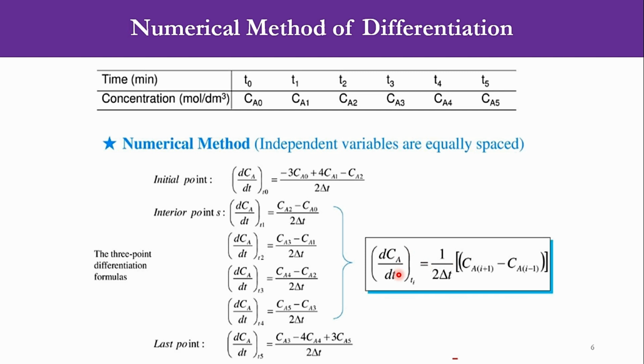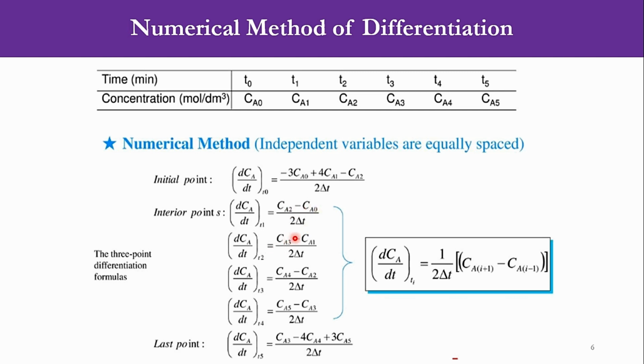For the rest of the points, which are between the initial and final points, this is the generic formula: dCA over dt at point i is equal to 1 over 2 times delta t, bracket CA(i+1) minus CA(i-1). It means that if the value is calculated at T1, it will be Ca2 minus Ca0, as you can see here. Ca2 minus Ca0 over 2 delta t.